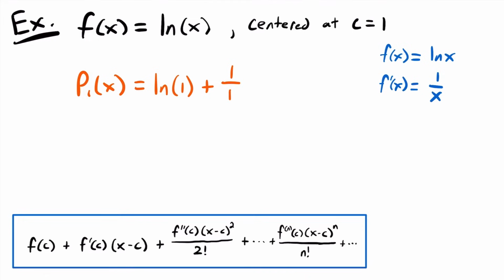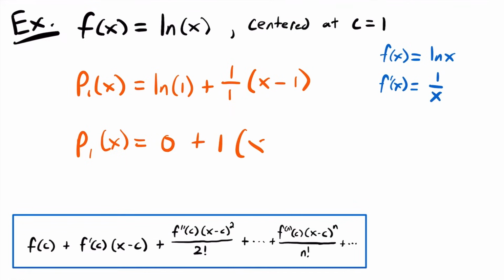1 is our value of c. So we plug that value of 1 in for x, and then we're going to multiply by x minus c, which is 1. Okay? Now the natural log of 1 is equal to 0, so our first degree Taylor polynomial will be equal to 0 plus 1, because 1 divided by 1 is 1, times x minus 1. All right, but 1 times x minus 1 will just be x minus 1, so our first degree Taylor polynomial for the natural log of x will just be x minus 1. That is all there is to our first degree Taylor polynomial.